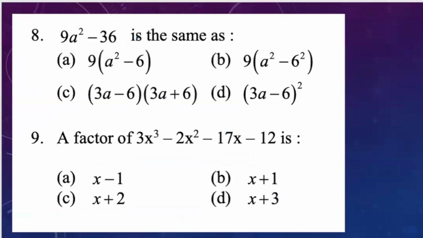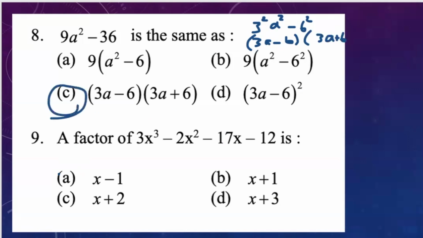9a squared minus 36 is the same as which of the following? So this is difference of two squares. 9 is the same thing as 3 squared, and 36 is the same thing as 6 squared. And with difference of two squares, you're going to have 3a minus 6 and the next one, 3a plus 6. So therefore, my answer is C.